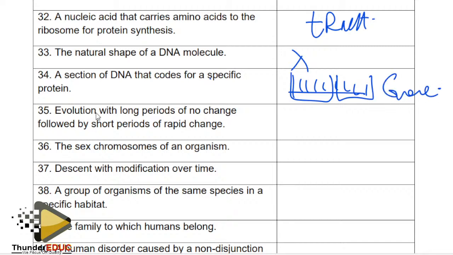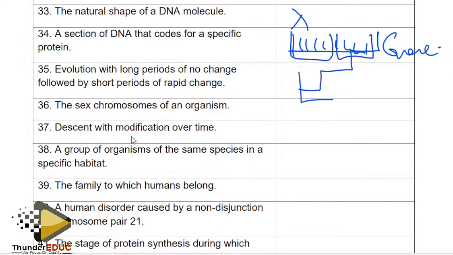And then they're saying evolution with a long period of no change followed by short periods of rapid change. Don't forget that. Remember, it is long periods of no change, rapid periods of change, like that. So sex chromosomes of organisms, how do you call that? Gonosomes.